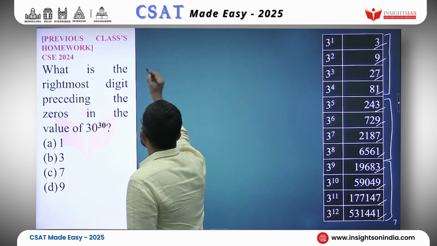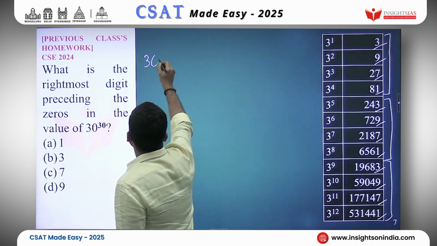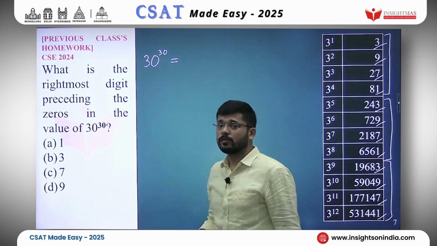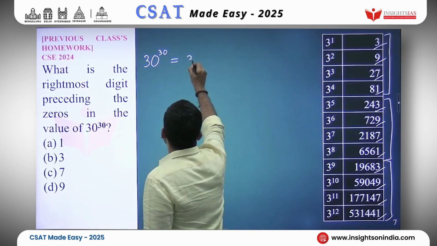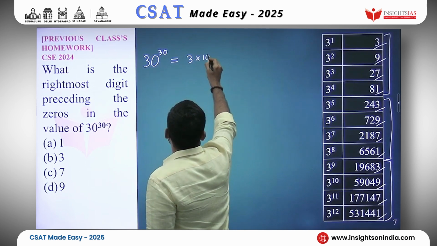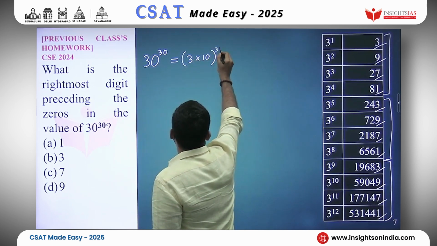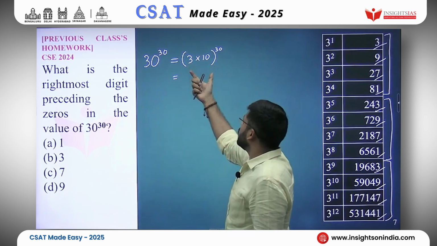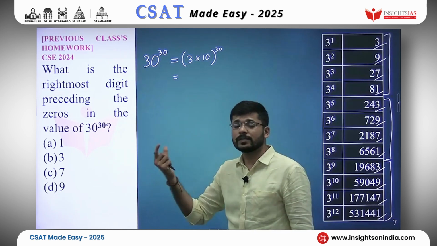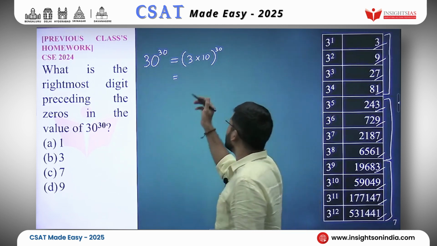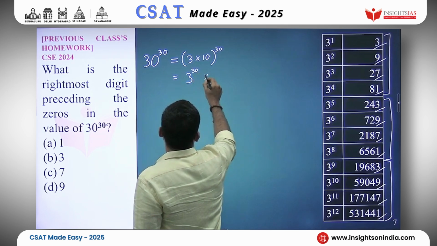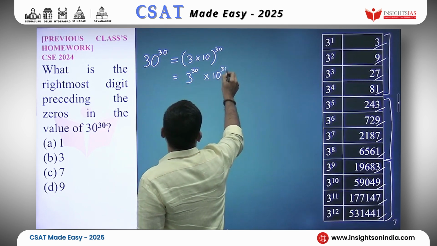How? What is the number given here? It is 30 to the power of 30. And how do we express 30 to the power of 30? We can express it as 3 into 10, all to the power of 30. Yes. And we learned that whenever we have AB to the power of x, we can write it as A to the power of x and B to the power of x. So this would be 3 to the power of 30 into 10 to the power of 30.